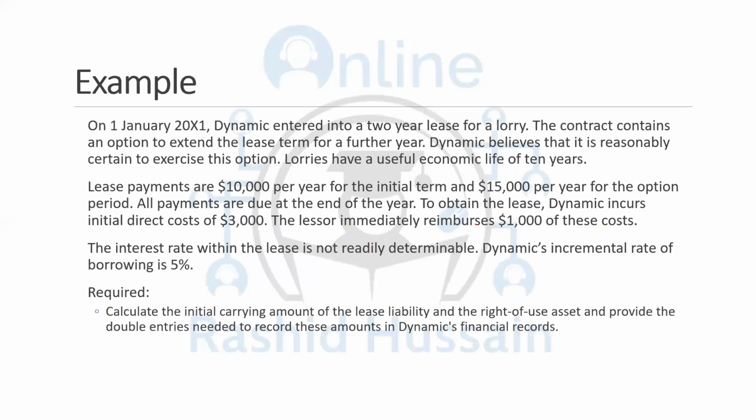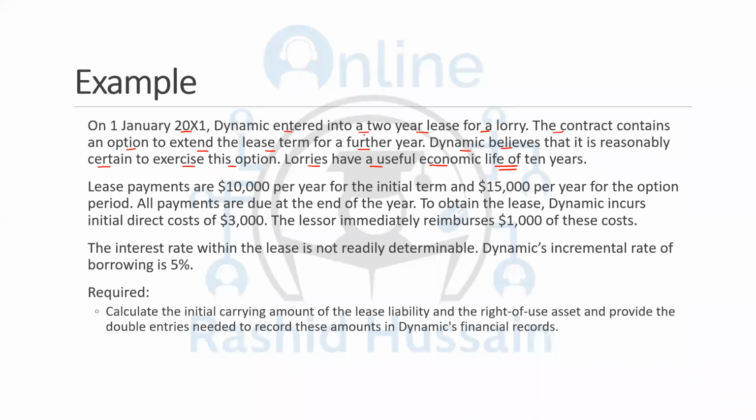Now let's do an example in order to grip this concept. On 1st January 20X1, Dynamic entered into a 2-year lease for a lorry. The contract contains an option to extend the lease term for a further year. Dynamic believes that it is reasonably certain to exercise this option. Lorries have a useful economic life of 10 years.